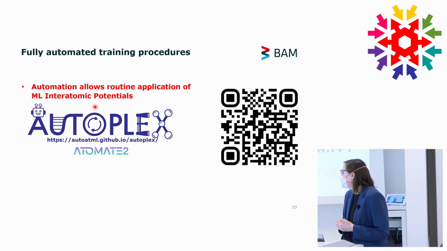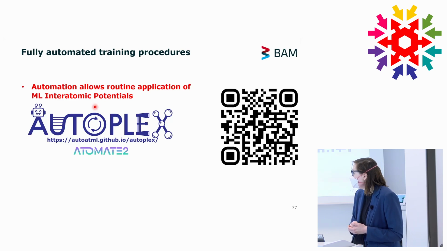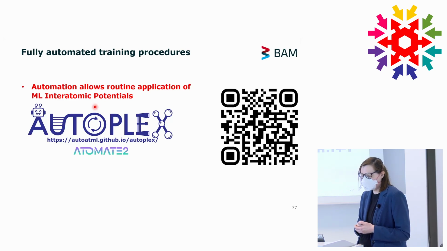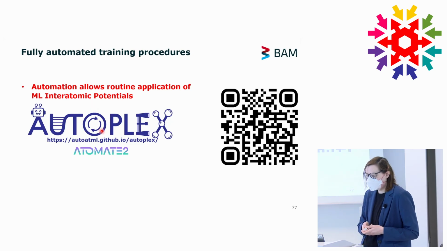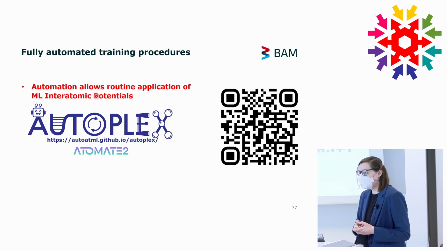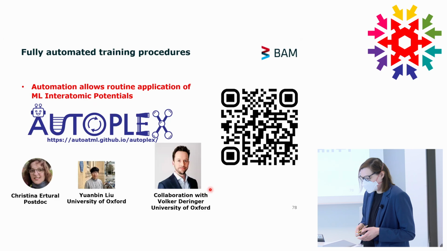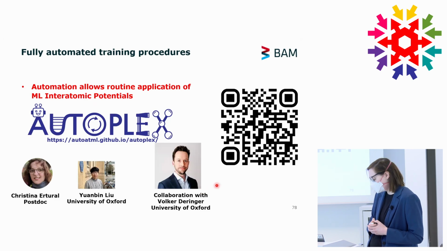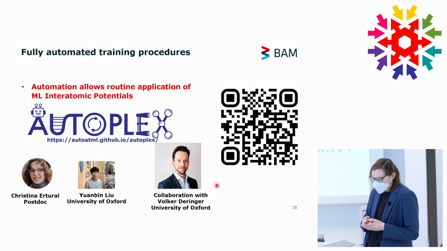To make ML potentials more routinely accessible, we wanted to automate the data generation and also the fitting, to make it more robust to new users. And that's why we developed a tool called Autoplex that is based on the atomate2 infrastructure. This is a collaboration with the group of Volker Deringer in Oxford, who have been working with ML potentials for quite a long time.